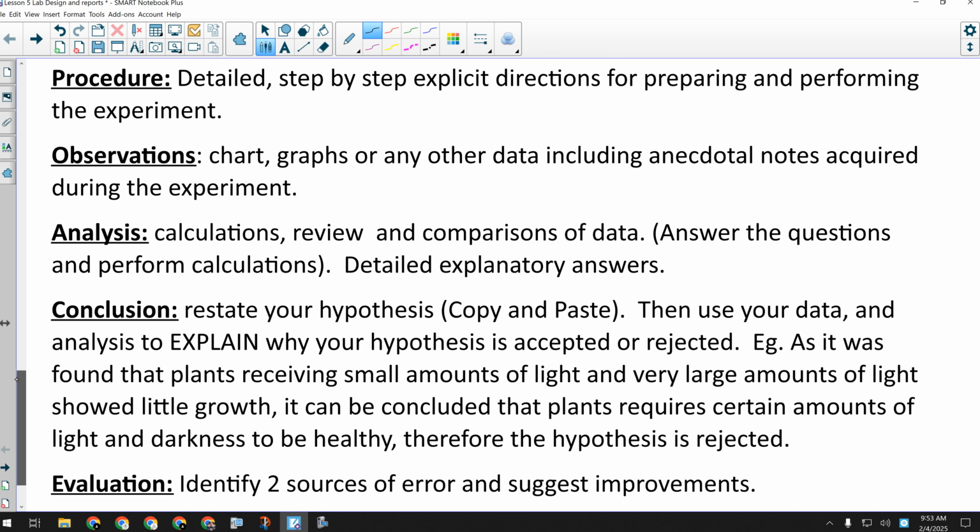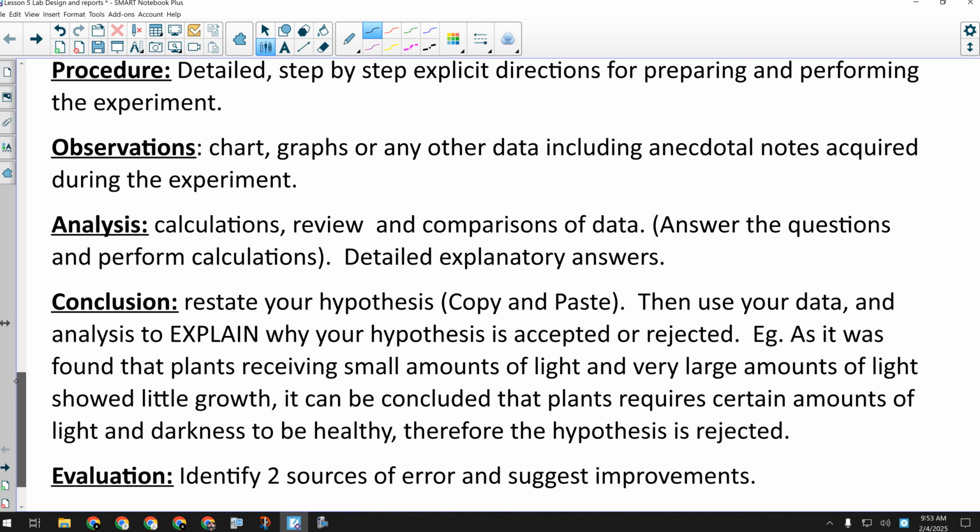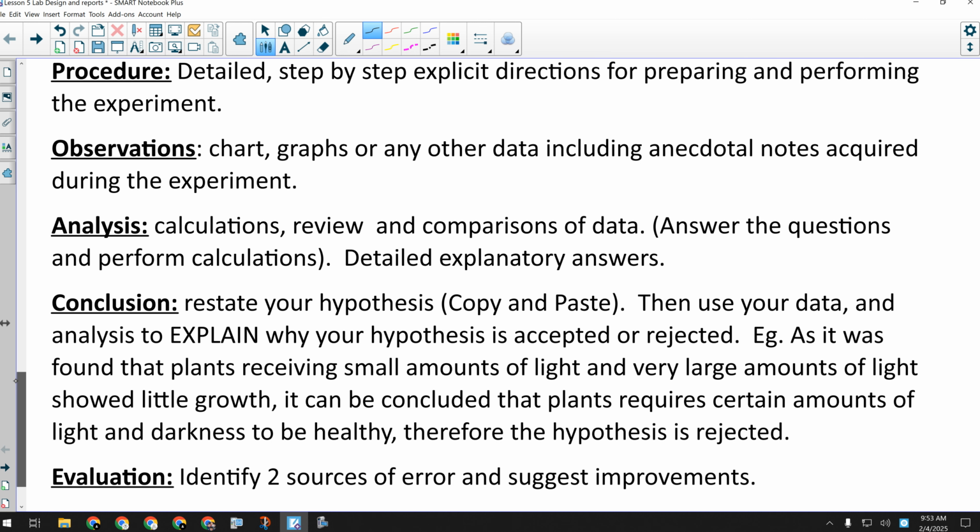For the conclusion, first thing you do is you copy and paste your hypothesis. So just go right back up to the hypothesis, highlight, copy, paste it down here. All right, that way I can refer back to it without having to scroll up to the top of your report. Then you're going to tell me, can you accept or reject your hypothesis and why? All right, so it's going to be a few lines for sure because there's some explanation in there.